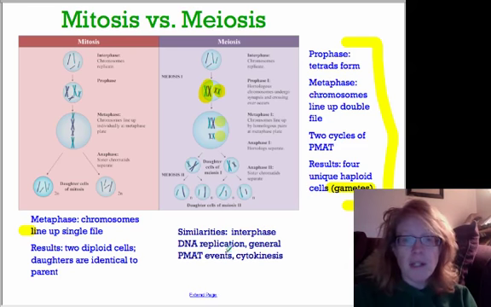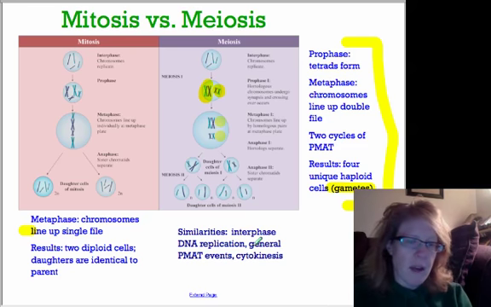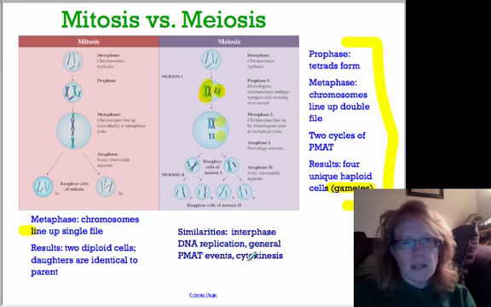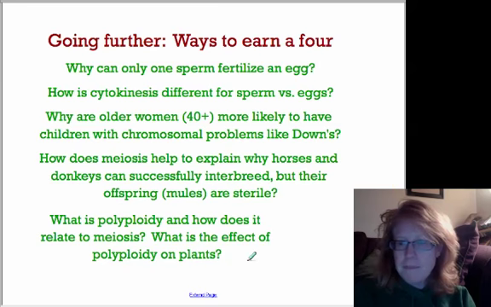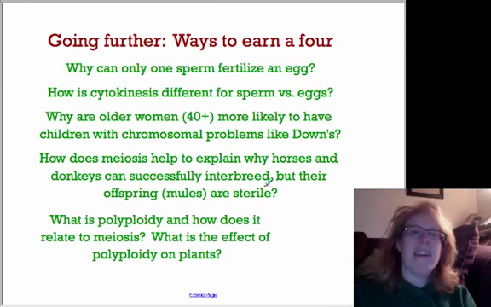So overall similarities: the DNA replicates during interphase, and the general phases of PMAT are the same. The things that occur during prophase or during metaphase are identical. A little bit of difference in how they line up, but that's about it. And then the cytokinesis is still the same. All right, there you have it. The big differences between mitosis and meiosis. Again, meiosis is gamete formation.